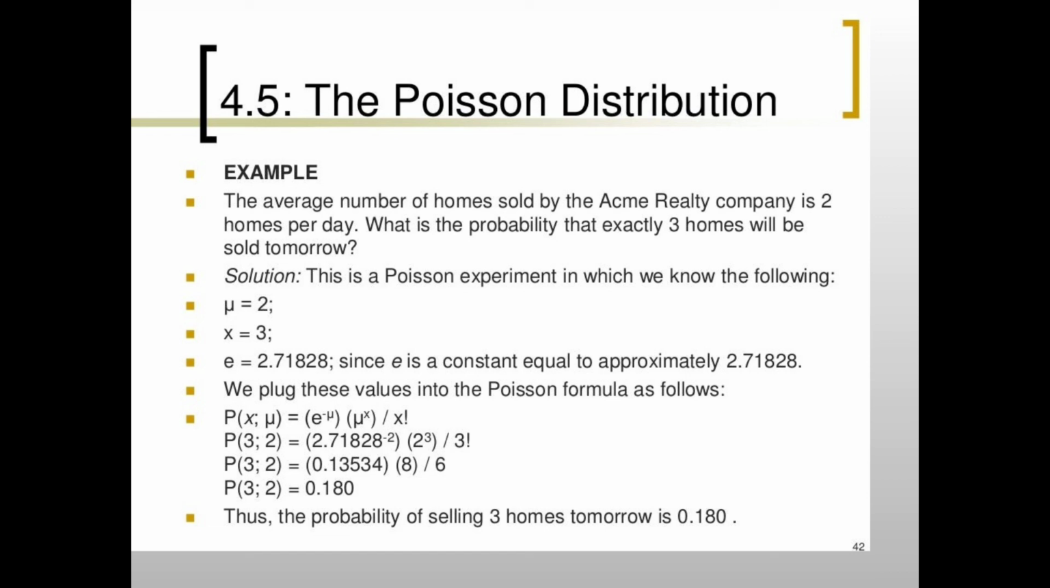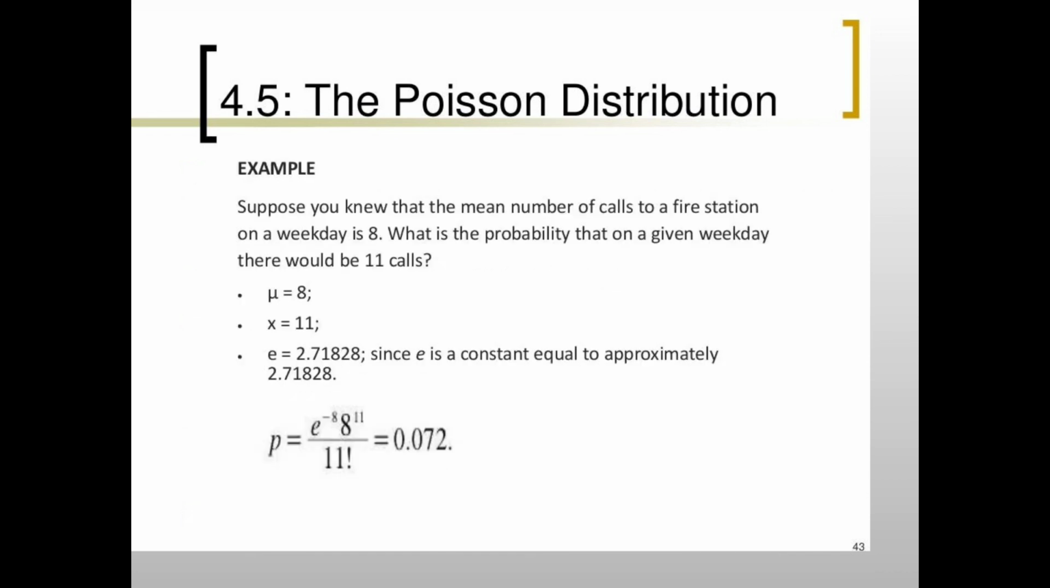Since e is a constant equal to approximately 2.71828, we plug these values into the Poisson formula as follows. Thus, the probability of selling 3 homes tomorrow is 0.0180.